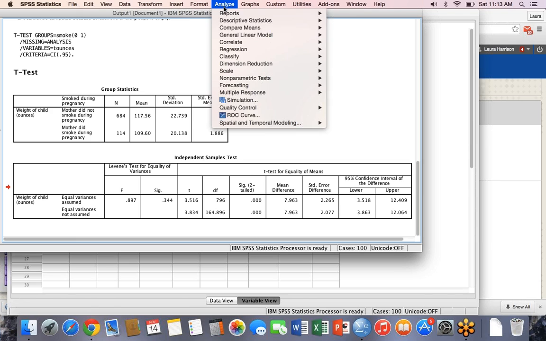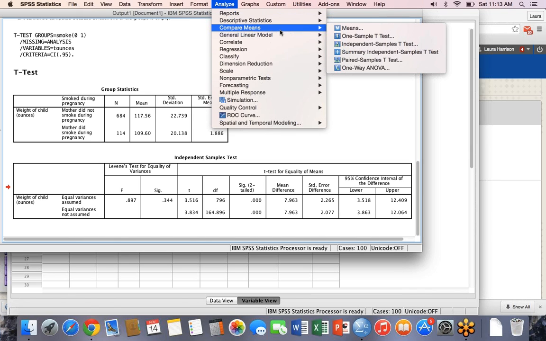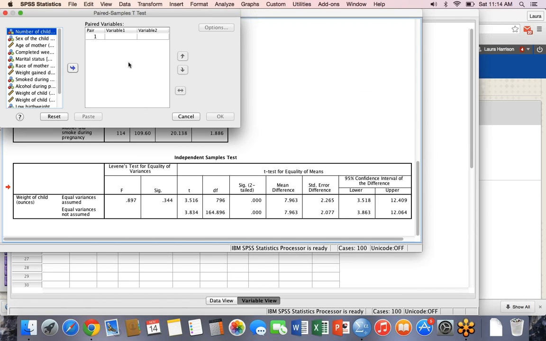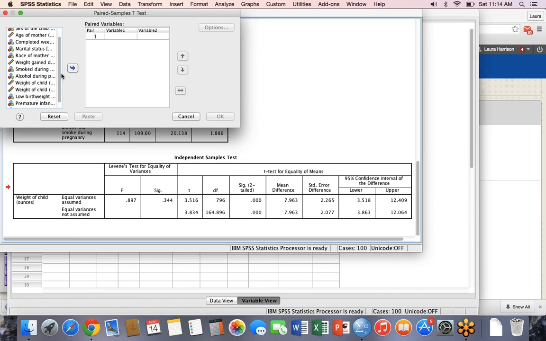Let's go back up and go to Compare Means. And let's see, one sample, independent, paired samples t-test. In the paired samples t-test, it wants us to put in two values. We don't have paired samples here, unfortunately. Let me see, marital status. Yeah, we don't have any before and after values here that we can use.